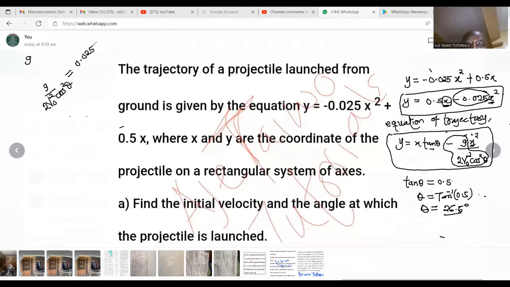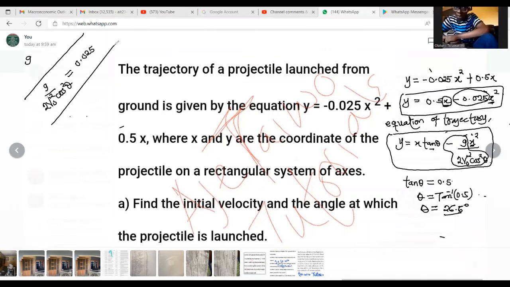So what do we now do? We use this to find... Okay, what can this help us find? Do you agree with this expression? Yes, sir. Okay, what can this one help us to find? Anybody? What can this one help us to find? V naught. God bless you.